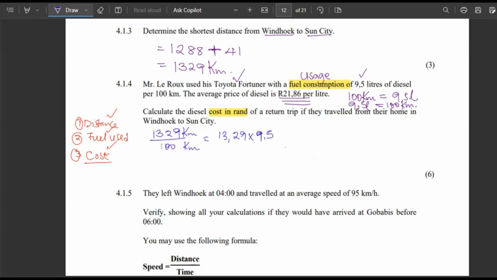So they have used about 126 liters together. Then how much is it going to cost? We calculate it by multiplying by 21.86, and we get the answer 2,759.93. At this moment, we multiply by 2.